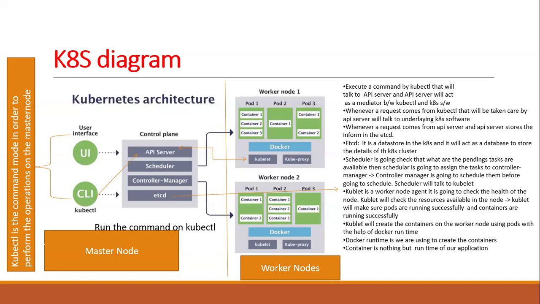Guys, now you understood? What the API server is doing, what kubectl is doing, what the scheduler is doing, what the controller is doing, what etcd is doing, what kubelet is doing, what the Docker runtime is doing. Guys, understood? Yes, sir.